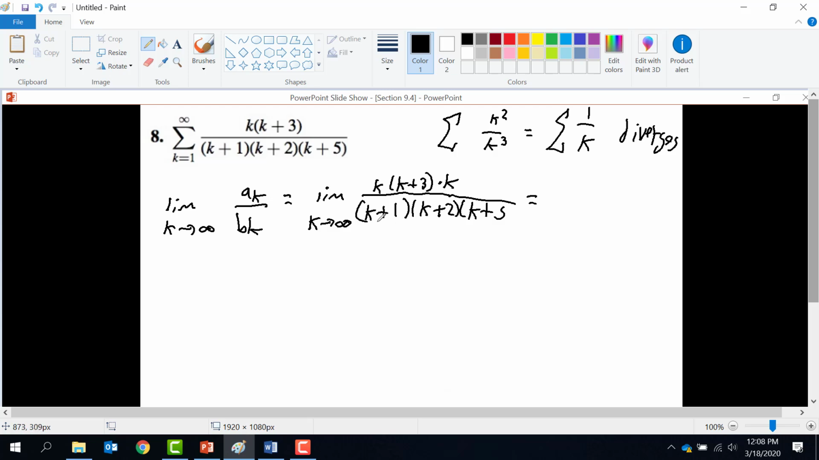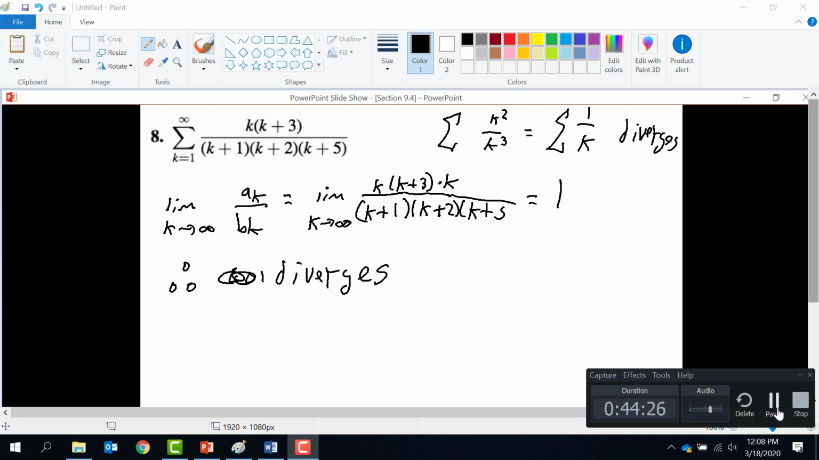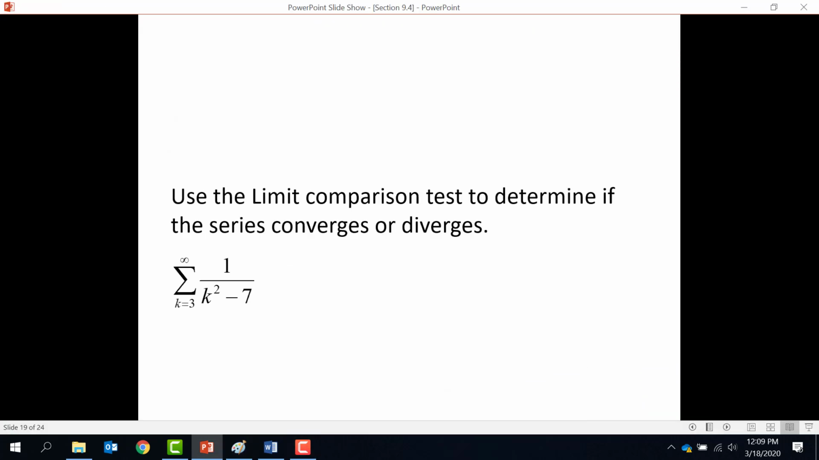If I were to multiply all this out, the first term would be k cubed. On the bottom, the first term would also be k cubed. And so what you would get is k cubed over k cubed, 1 over 1. So this is 1. Therefore, converges, right? Diverges. Diverges. Because the series I'm comparing it to diverges. This series diverges.